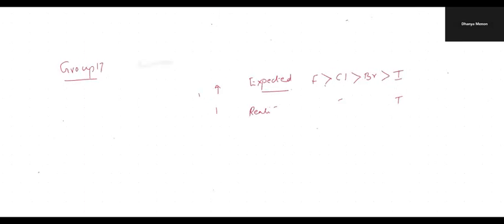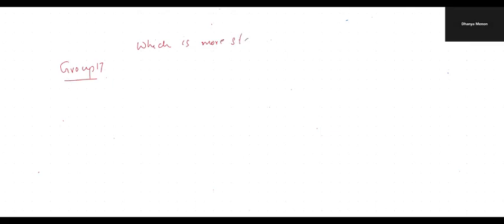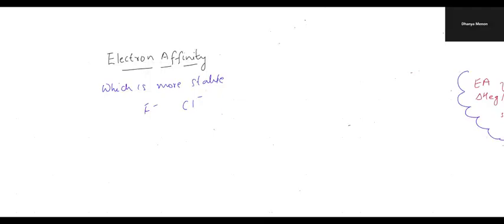Now coming to another question. If I ask you which ion is more stable, okay? We talked about the small size of fluorine. And forming fluorine minus is itself difficult because of the small size, and there are more chances of electron-electron repulsion. So fluorine minus formation itself is very difficult.